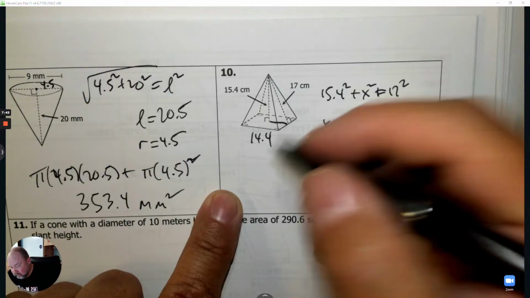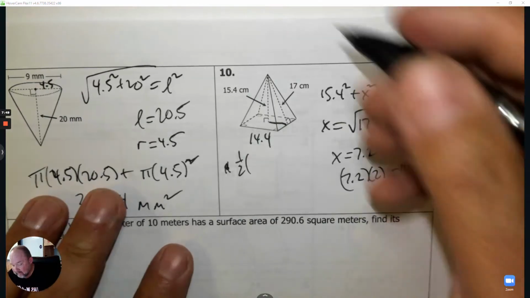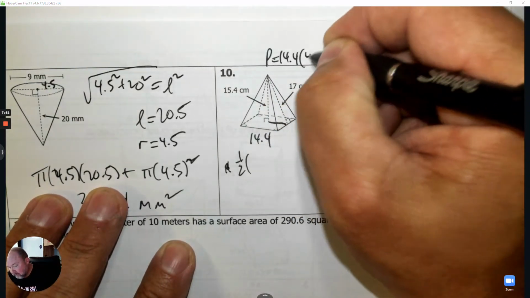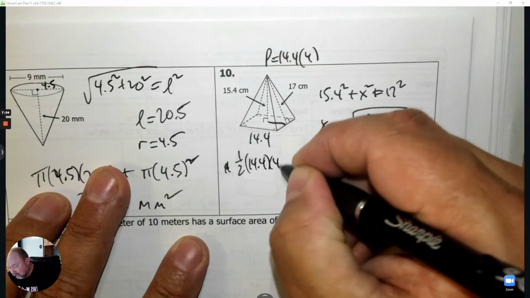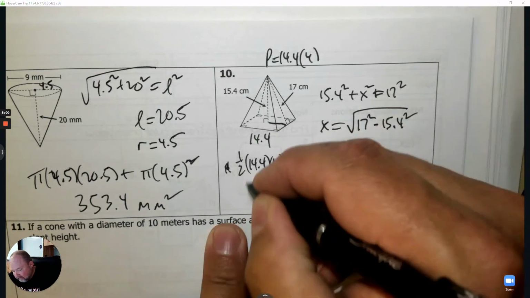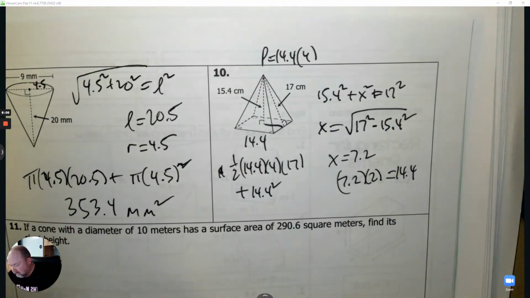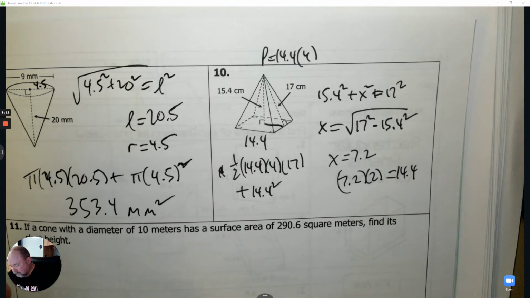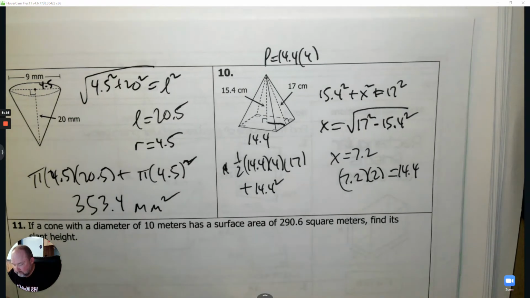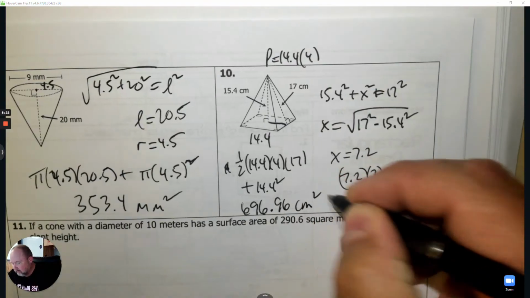Then I can write down the formula. So it's 1/2. The perimeter then is 14.4 times 4. Let me just write that down. Then 14.4 times 4. And the slant height is 17. Plus the base, which is 14.4 squared for a square, and then type that in. So I have to redo it. And I get 696.96 centimeters squared.